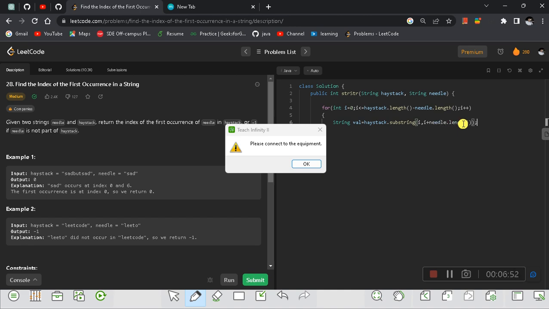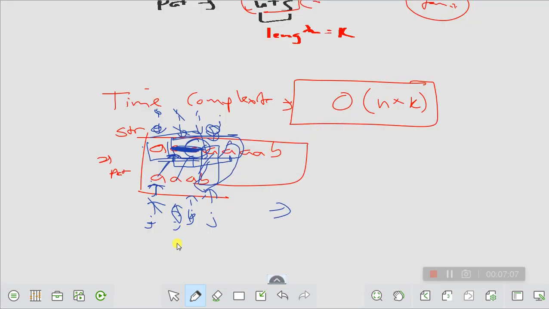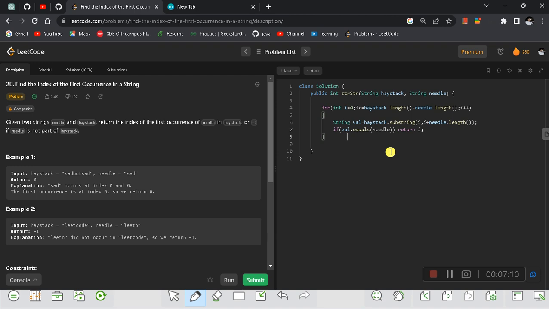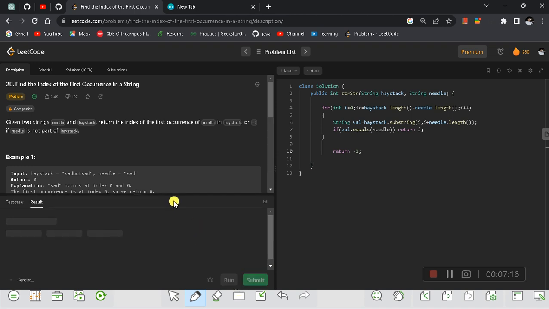So this is going to be my string of the current window. After that I'm going to check if my value dot equals needle. Needle is my pattern, and then I'm going to return I, else I'm going to return -1. So this is the implementation of the naive algorithm. Let's see whether it works or not. You can see that it's working for the example test case, and let me submit it.